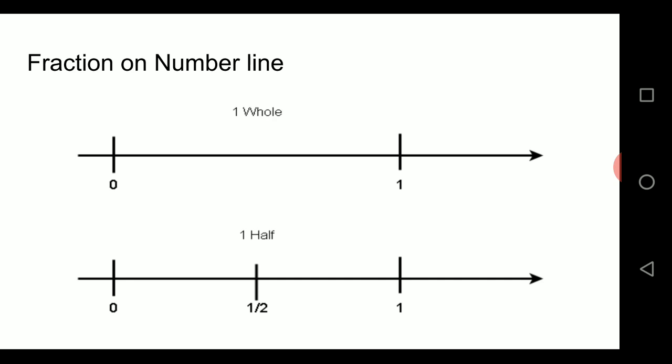Now suppose I break that into two parts. The one whole is divided into two parts. So now each part is 1 by 2, because I broke that one into two parts. Similarly, if I break that into four parts, then each part is 1 by 4.